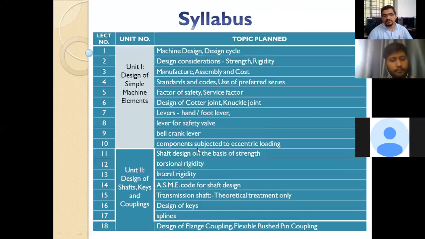So as I said, unit number 2 is mainly design of the shaft. There is something called the ASME code. Now, what is this ASME code for the shaft, and how will you use that?